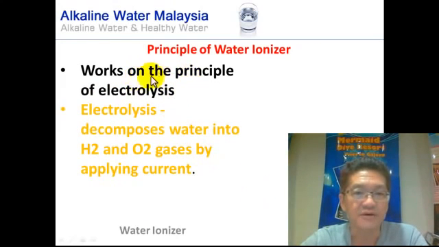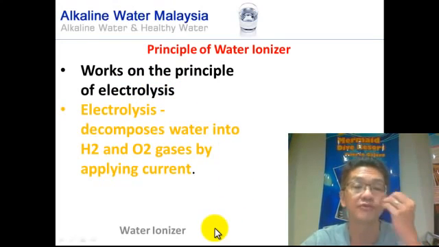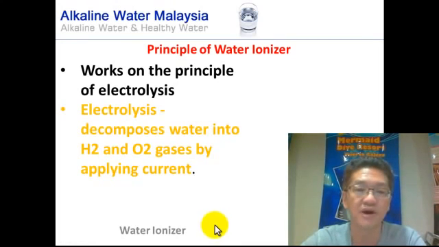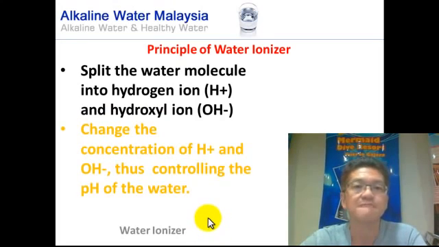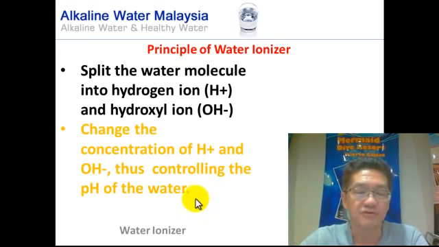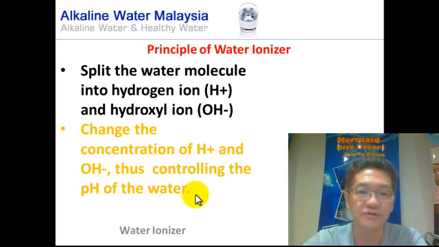Now, the ionizer works on the principle of electrolysis. Basically, electrolysis is used to decompose or split the water so that it produces hydrogen and oxygen gas using current. Now, in terms of the water ionizer for producing drinking water, it basically splits the water molecule into hydrogen ion, which is represented by H+, and hydroxyl ion, represented by OH-.